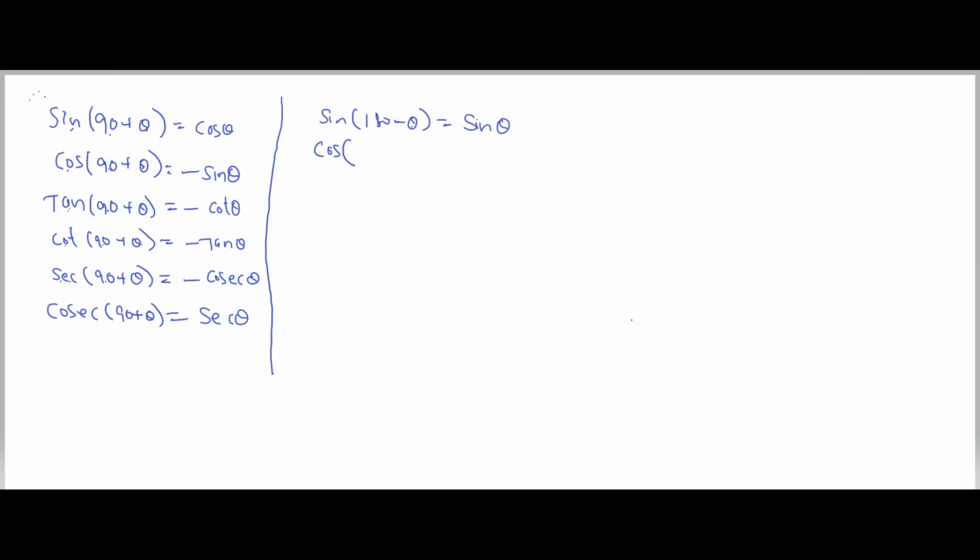Cos of 180 minus theta. 180 minus theta lies in the second quadrant. In the second quadrant cos theta is negative. Here is 180, so cos changes to cos, that is minus cos theta.